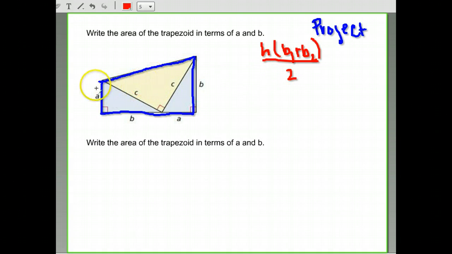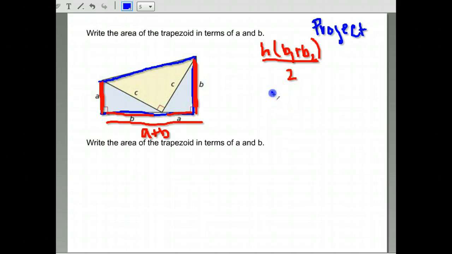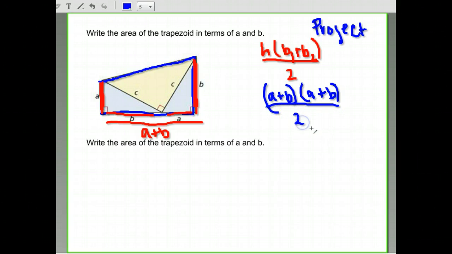Okay, so in this trapezoid, here's our bases. One base is A, the other base is B. The height is this distance here. Notice in that it has an A and the rest is B, so all together it would be A plus B. Let's put those into our formula. So our height is A plus B. Our bases are A and B, so base 1 plus base 2 is A plus B also, all divided by 2.